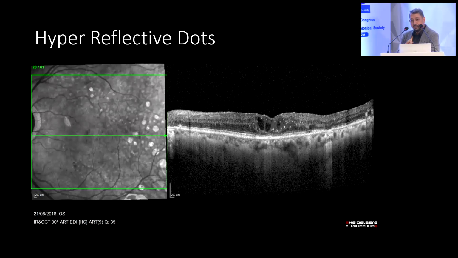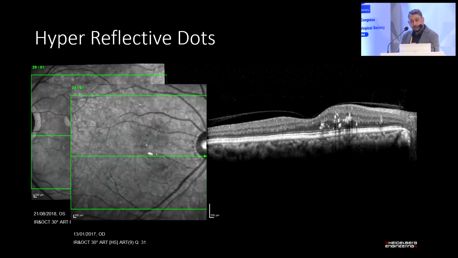macrophages containing lipids, which indicate a tendency to hard exudate formation, a more inflammatory component of pathogenesis towards diabetic macular edema.